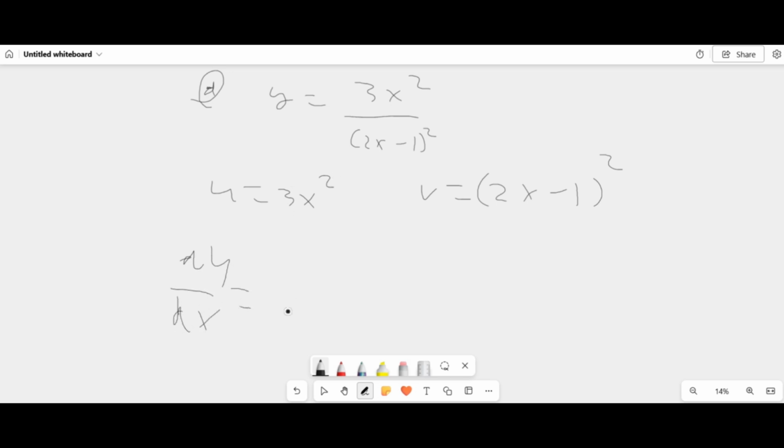So you're going to bring that 2 down. That's going to make 6x, and then take away 1 from the power, so it's just 1. You don't need to write anything. And then dv over dx is going to be: take the 2 down, so 2 is there, (2x - 1), and obviously take away 1 from the power.